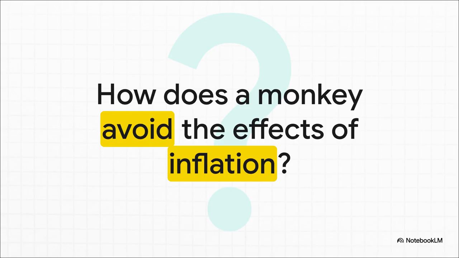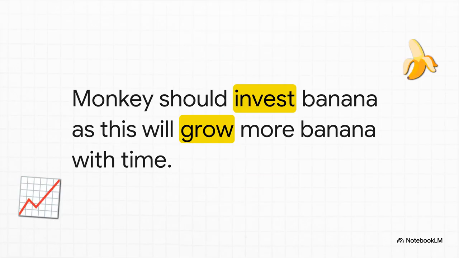So this brings us to a really vital, actionable question for anyone trying to survive in this jungle economy. If just holding on to a pile of leaves guarantees that you're going to lose your purchasing power over time, how do you protect yourself? How does a monkey actually avoid the devastating effects of inflation? The solution is actually remarkably straightforward, but it requires a total shift in mindset. To avoid getting crushed by inflation, a monkey shouldn't just hoard leaves under a mattress. A monkey needs to invest their bananas. By investing, those bananas will actually grow and multiply over time, generating even more bananas in the future. You literally have to put your resources to work so their growth outpaces the rising costs all around you.